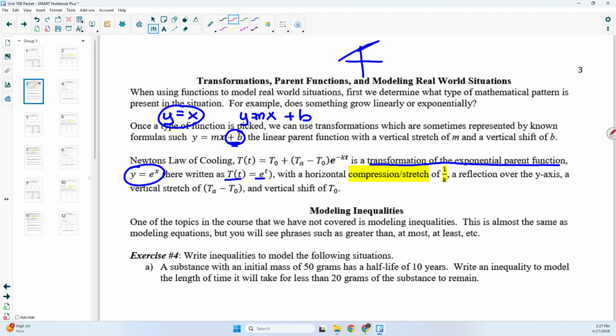And if I look at my transformations, I have a horizontal stretch or compression of 1 over k. I have a reflection over the y-axis, a vertical stretch, which is in front of my function of T sub a minus T sub 0, and then, although it's at the beginning, whereas usually we would see it at the end, I can move it over there if I wanted to, and then a vertical shift. So we're not going to get into as much of how that breaks down because that's a little bit advanced for Algebra 2, but still we can see that a lot of formulas are just a parent function with transformations.